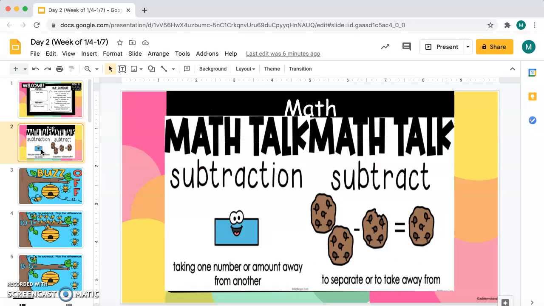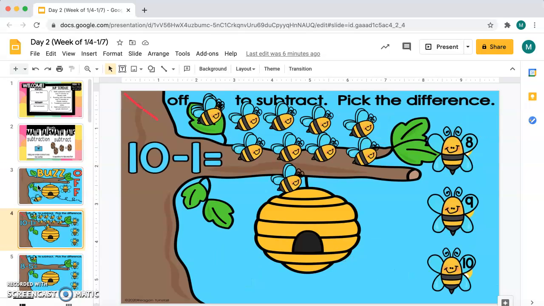Again, subtraction is taking away one number or an amount away from another. To separate or take away from. All right. So I started this so that you guys could kind of see what you're doing, okay?